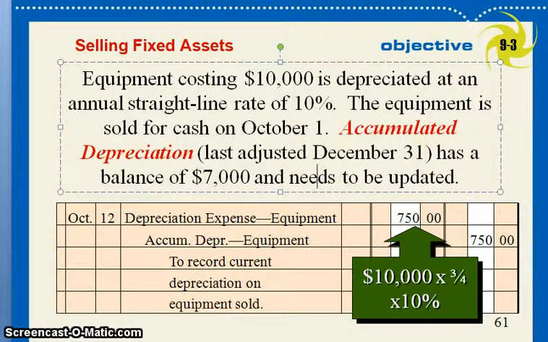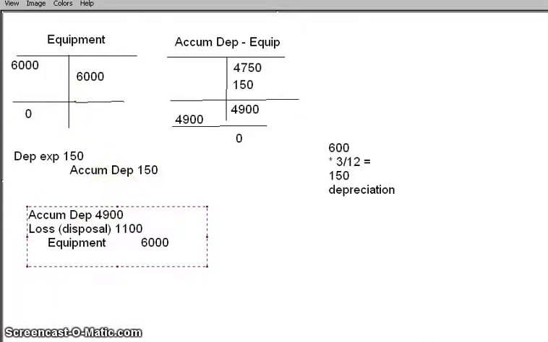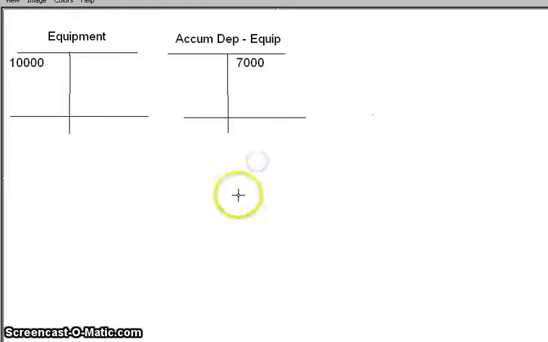Okay, so here we go. We've got $10,000 and each year it's 10%. So let me update all of the numbers in here. We've got equipment worth $10,000. They told us we had depreciated $7,000 of it so far, but we haven't done any depreciation entries since the prior December 31st. And here it is October 1st. So each year, $10,000 at 10% is $1,000 worth of depreciation, but we're not doing an entire year's worth of depreciation.